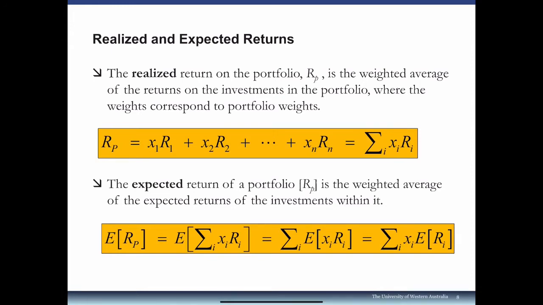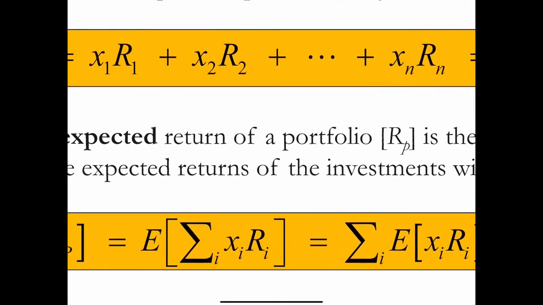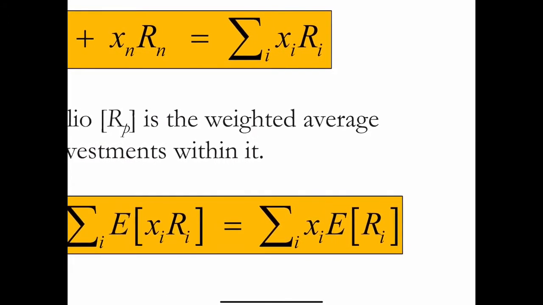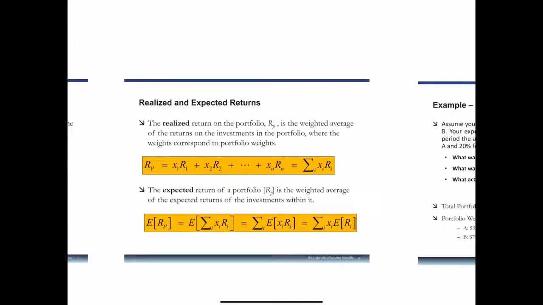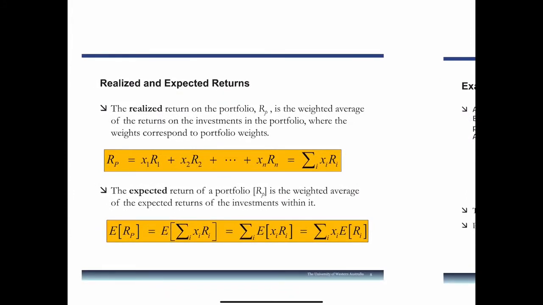And the expected return of a portfolio, RP here, is the weighted average of the expected returns of the investments within it. Some of you have done stats, so you know that when you calculate the expected value of a sum of a product, you can move the summation out of the expected value sign. Given that the weight XI is known, it can be moved out of the expected value bracket. So it just becomes a value weighted average of the individual returns. If that's not your forte, just focus on how to apply this formula, all right?